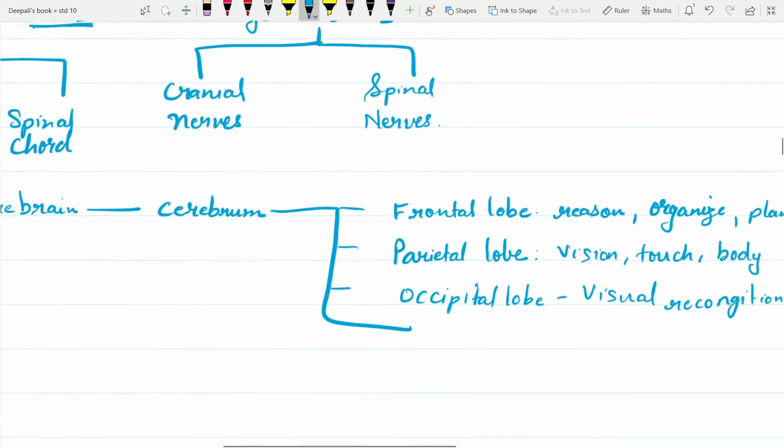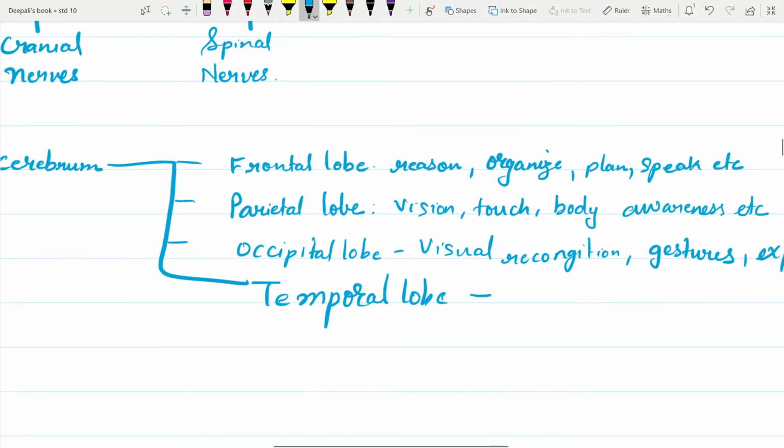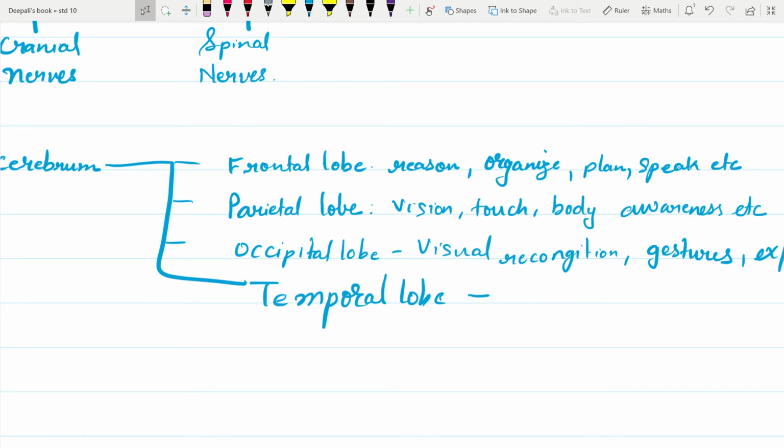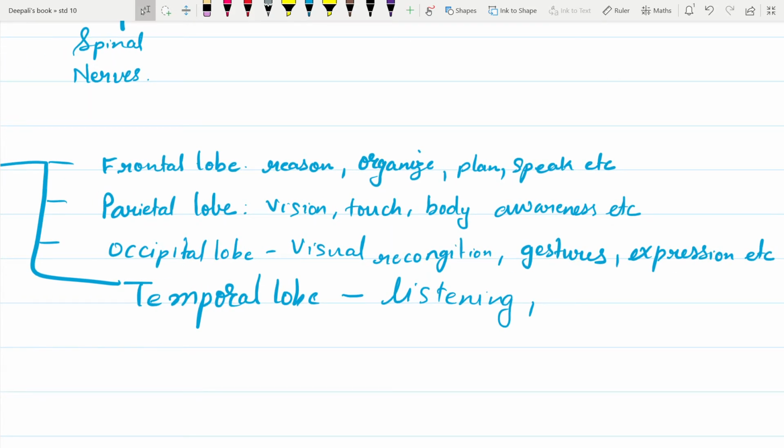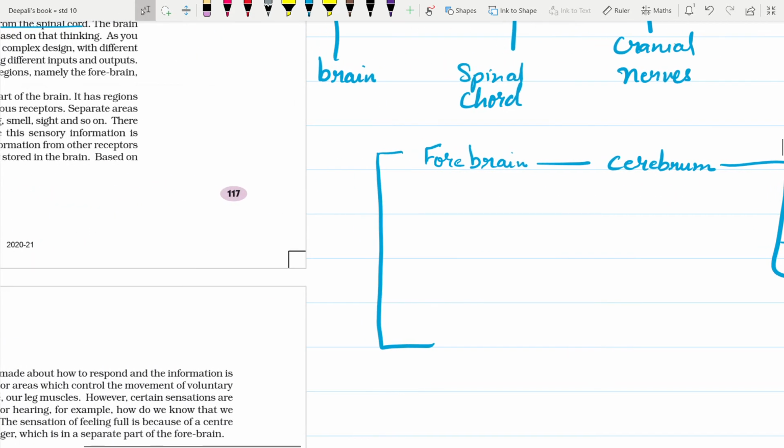And we have the fourth lobe, that is temporal lobe, which is responsible for listening, general knowledge, etc. So this is how the brain is.